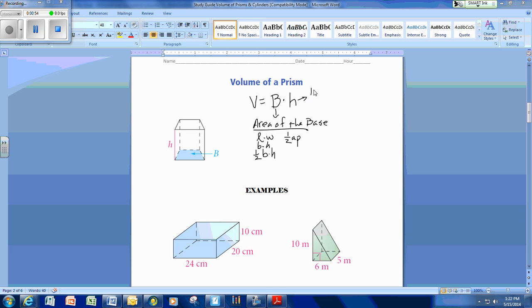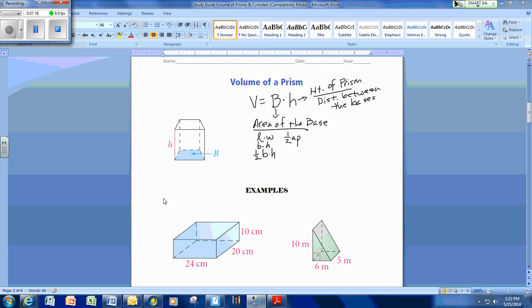This h right here is the height of the prism. And again, that is the exact distance between the bases. Alright, so let's try a couple of examples down here.